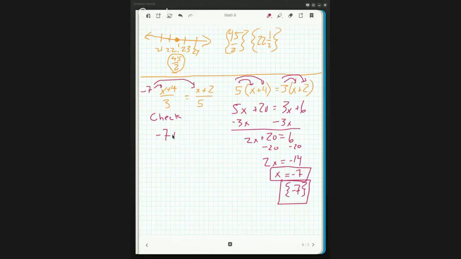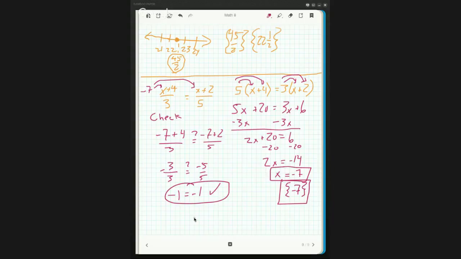Negative 7 plus 4 over 3, does that equal negative 7 plus 2 over 5? So that will be negative 3. Does negative 3 over 3, does that equal negative 5 over 5? Well, negative 1 does equal negative 1, so our check step is complete. So we've checked negative 1 is negative 1, there's negative 7.